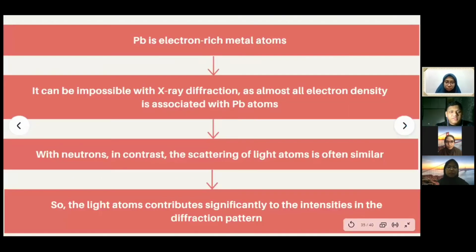As we know, plumbum is an electron-rich metal atom, so it can be impossible with X-ray diffraction, as almost all the electron density will be associated with the plumbum atom. With neutron diffraction, in contrast, the scattering of light atoms is often similar. So the light atoms contribute significantly to the intensities in the diffraction pattern, and it will be easier to detect the light atoms in these cases.